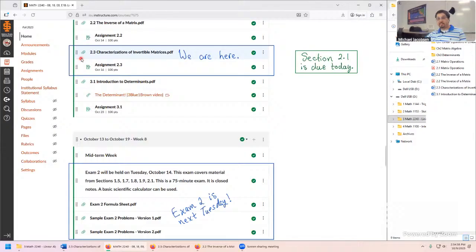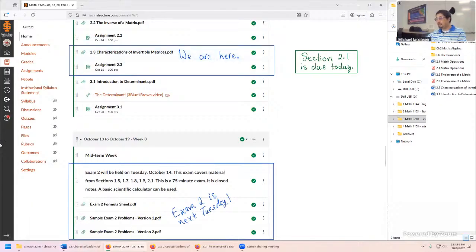Okay, well, let's get started. Section 2.3 is a pretty cool section because, it being a characterization theorem, it really reviews the entire course up to section 2.2. A lot of our terminologies, methods, and ideas are all just collected in this theorem.